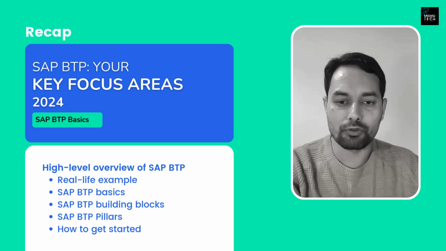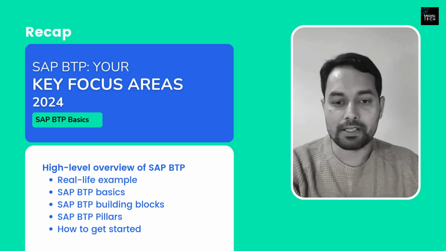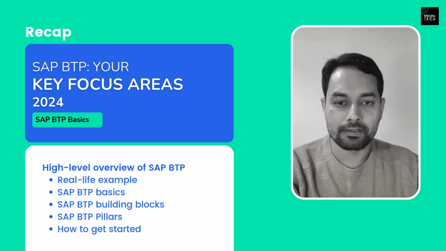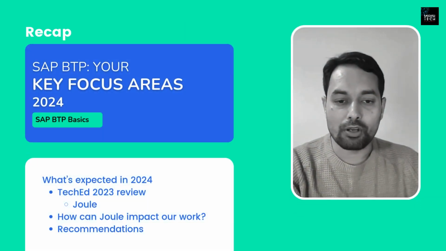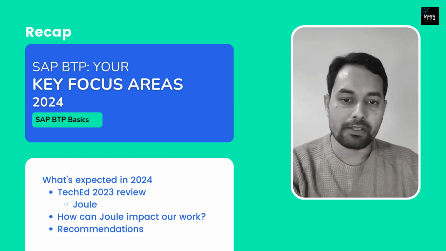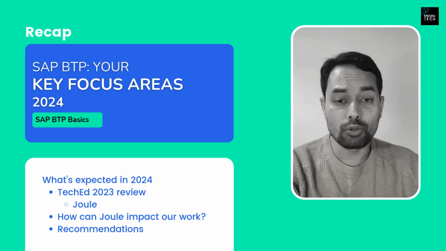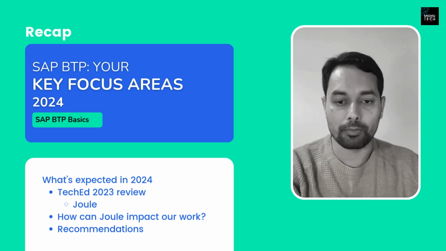Then we moved to SAP BTP Basics. We saw the building blocks, different pillars of SAP BTP, and how you can get started. And lastly, we saw TechEd 2023 announcements. We reviewed it, and we saw the platform specific change, with the introduction of Joule, and how it will impact the work we do on a day-to-day basis today. And lastly, we wrapped it up with our recommendations. If you have not watched the episode, the link is displayed on the screen.